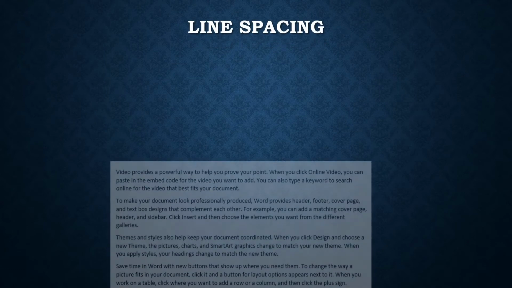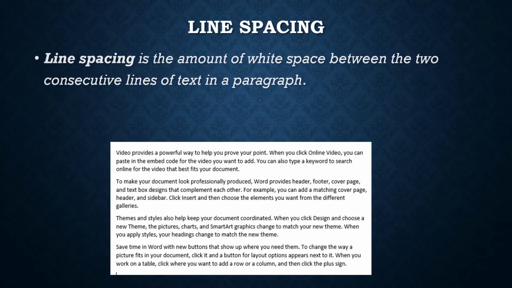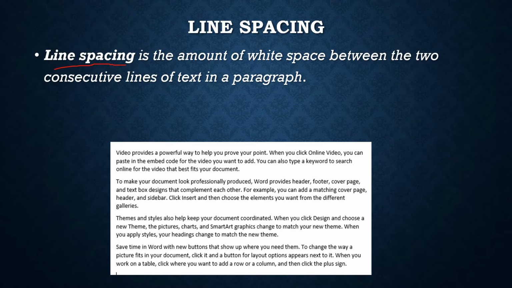The first formatting feature is line spacing. What is line spacing? Line spacing is the amount of white space between two consecutive lines of text in a paragraph. See here, these are the two lines, and between two lines you can see the white space here, right? So this amount of white space is called the line spacing in a paragraph.